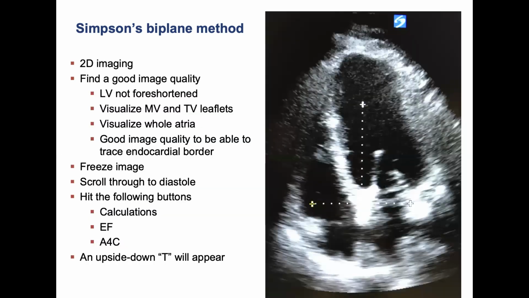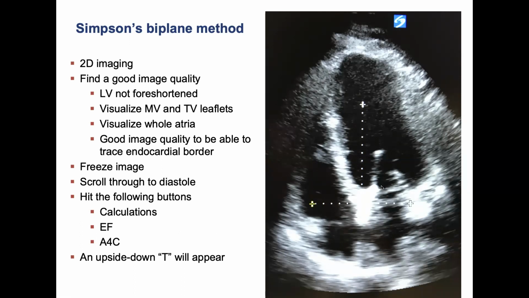So in order to do this, the most important thing is that we have a good image quality. If you're using the Sonosite, you go to a 4 chamber view, and you need to make sure that the LV is not foreshortened, meaning that this left ventricle has a nice pointy apex. Because if you're foreshortening it, then you're cutting off part of the apex, and your Simpson's calculation is not going to be accurate. You need to make sure that you see both the mitral valve and the tricuspid valve leaflets. You need to see both atria and the entirety of the atria.